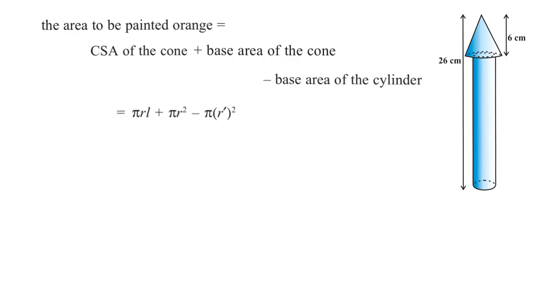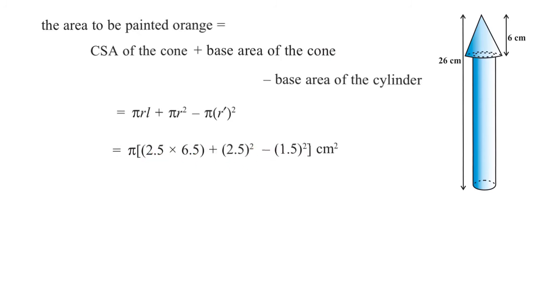So, pi is common in all, so we can remove pi out and plug in the values respectively. So, what will we get? If we take the pi out, the radius of the base of the cone is 2.5. We found out the slant height of the cone to be 6.5 plus the radius of the cone 2.5 squared minus the radius of the base of the cylinder, which is 1.5 squared, because the diameter of the base of the cylinder is 3 centimeters.